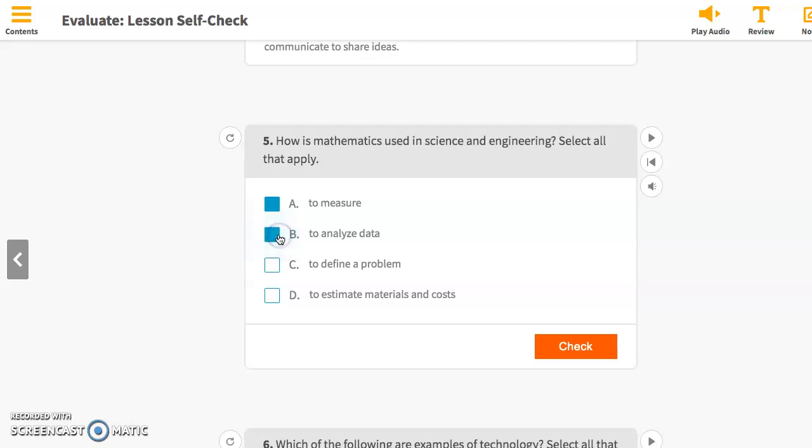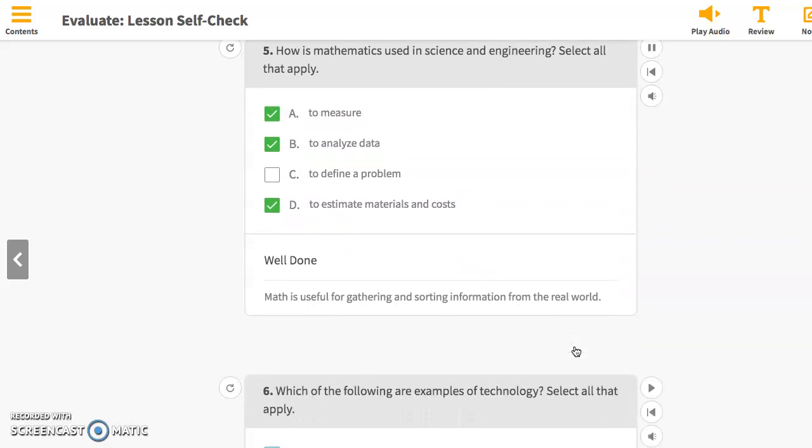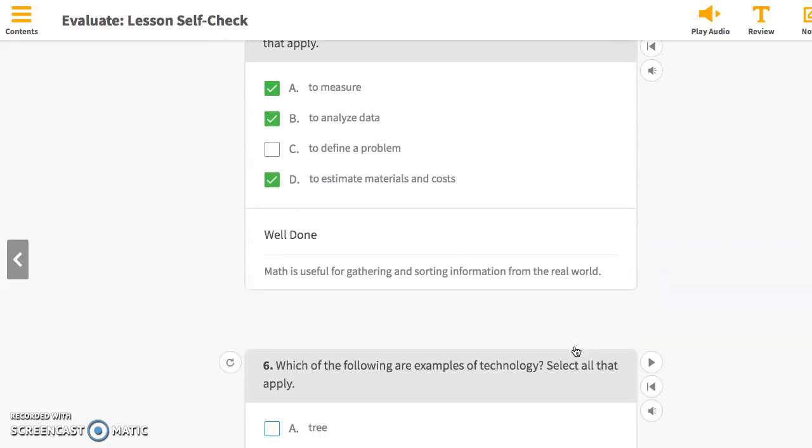Do you have to analyze data? Always. Do you have to define what a problem is? Not necessarily, because that's just science, right? Engineering is all about solving a problem. Estimating materials and costs, yeah, whether you're creating a problem or not, you gotta be able to understand how much it's gonna cost. Well done. Math is useful for gathering and sorting information from the real world.